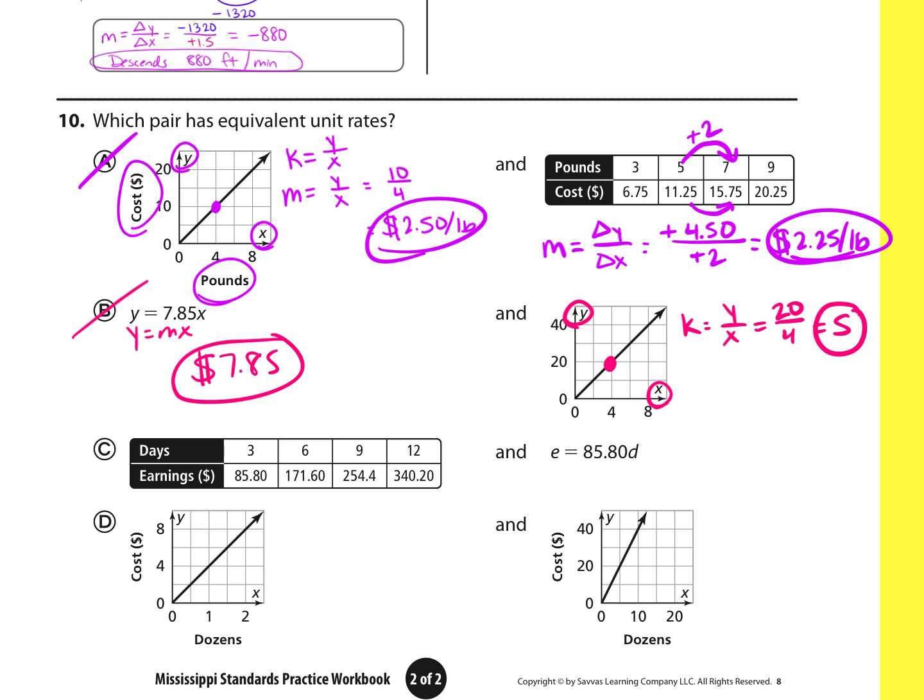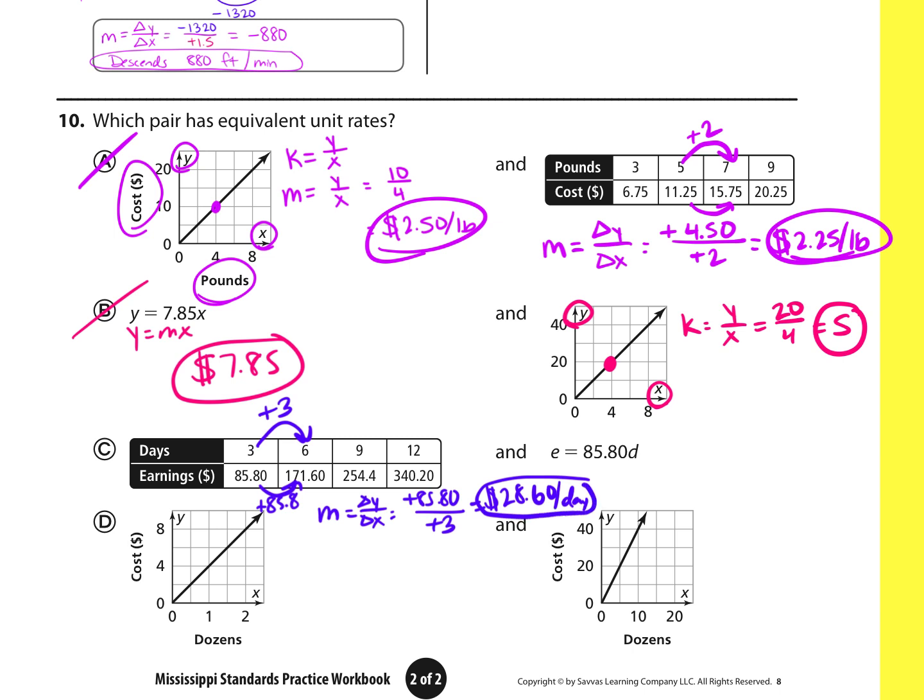Choice C, we can work this one out using the method that we had talked about with graphs and tables. With the table, we're going to see the change here from $85.80 to $171.60. We get an increase of $85.80, so I'm just going to place 85.8. And then the number of days increases from 3 to 6, which is an increase of 3 days. And so that comes out to $28.60 per day.